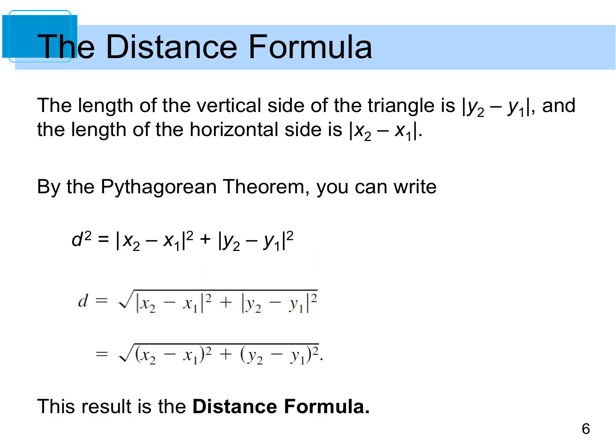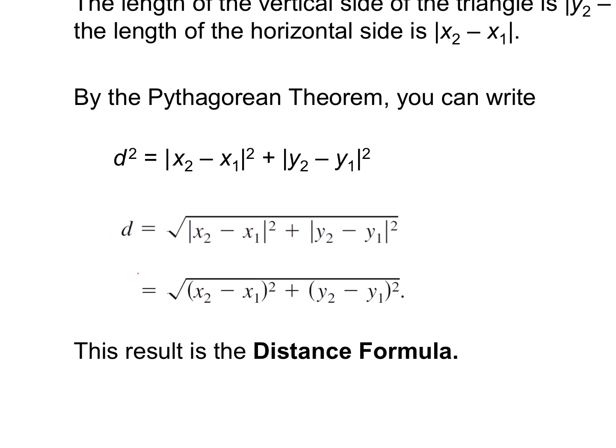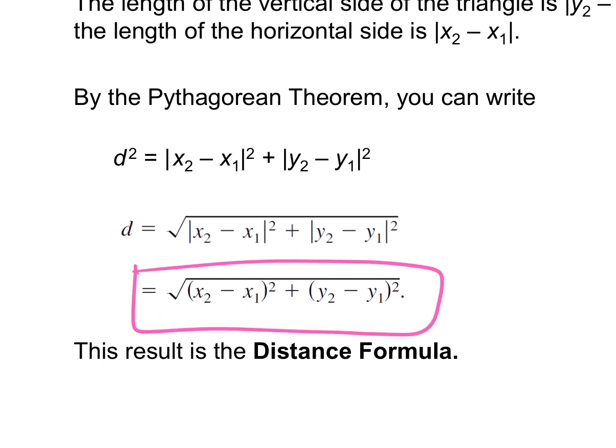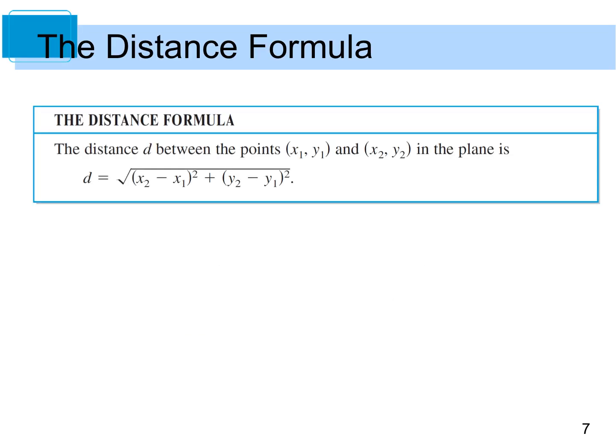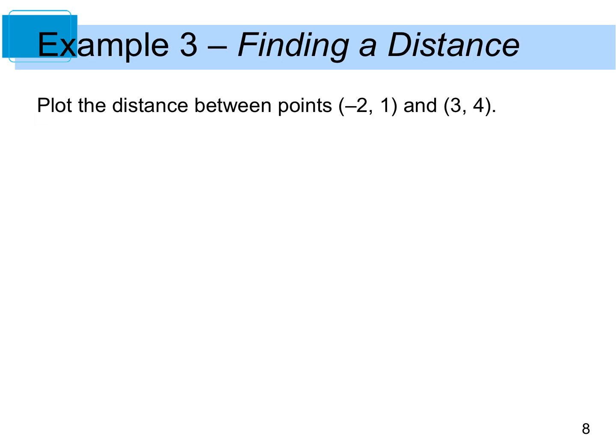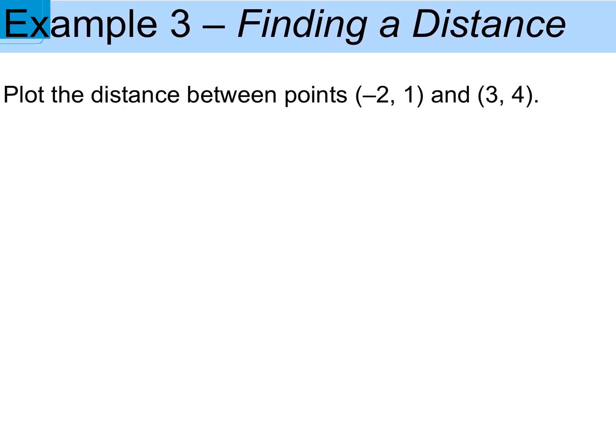So that leads us into the distance formula, which is this here. So the square root of x2 minus x1 squared plus y2 minus y1 squared, which is written again on the next page. So the distance between 2 points can be found using the distance formula. So example 3, we're going to find the distance. So I'm going to write my distance formula here. We have the square root of x2 minus x1 squared plus y2 minus y1 squared.